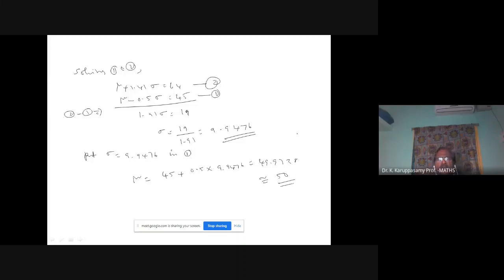Approximately 50. Now here, if we take sigma as 10, since it is approximately 10, then your answer will be exactly 50. You can round off 9.94 as 10, then you get the exact answer 50. So this process is a reverse process. Mean and standard deviation were not given. From the information we have obtained mu and sigma.